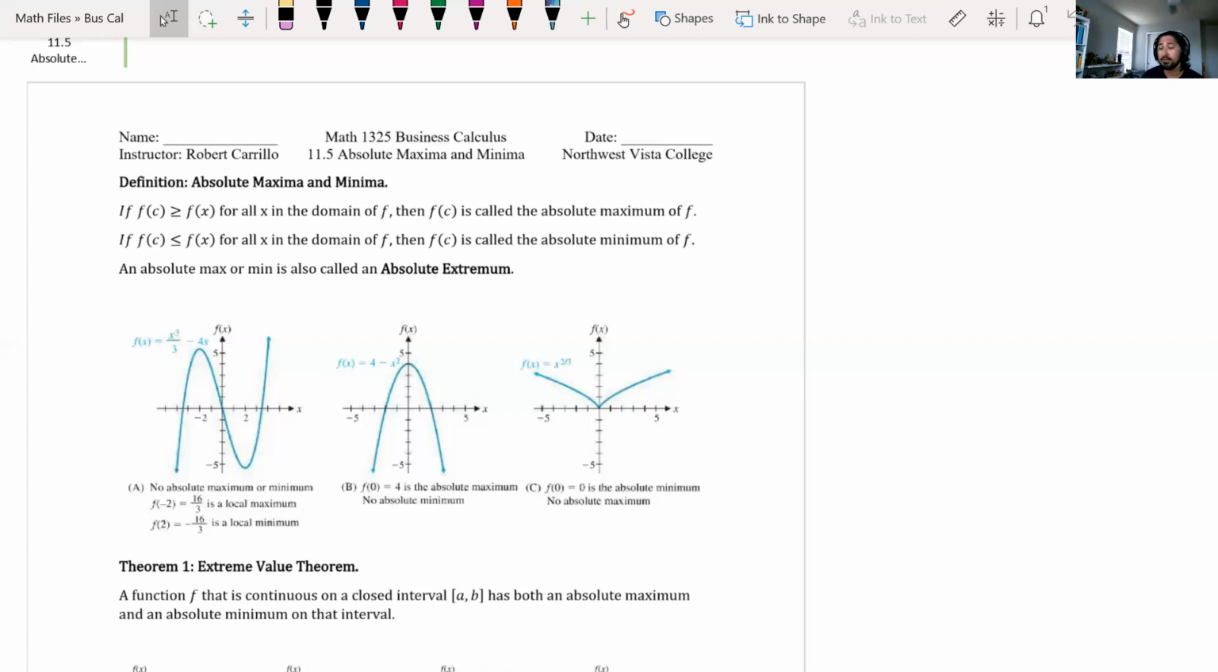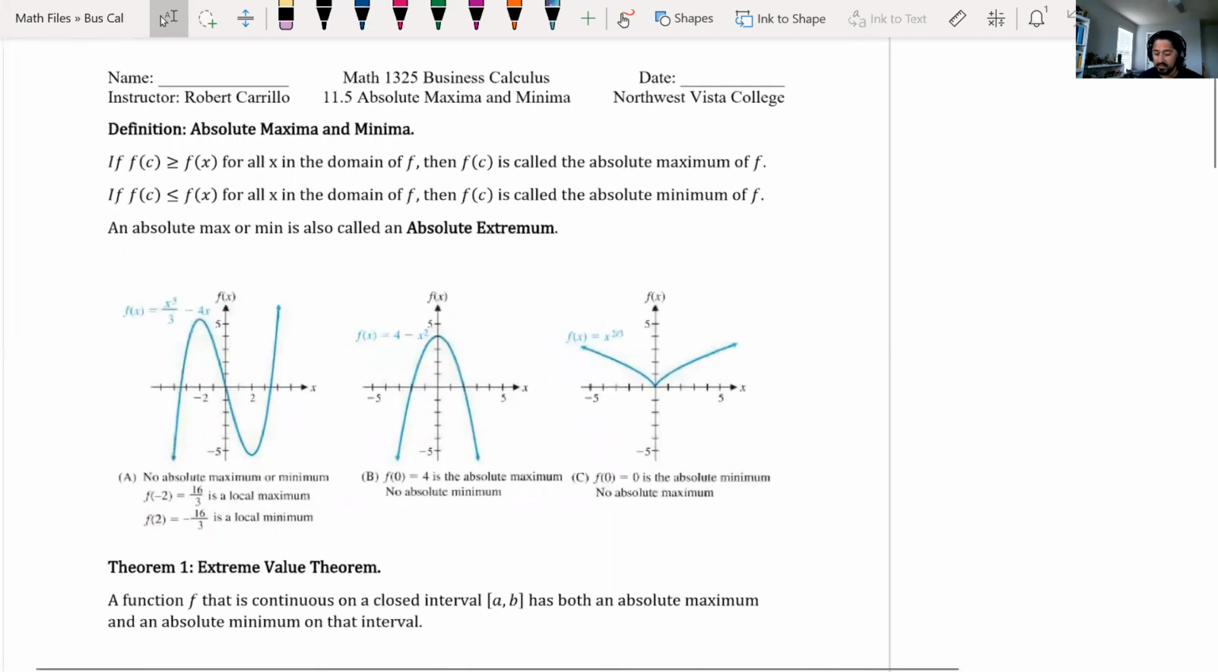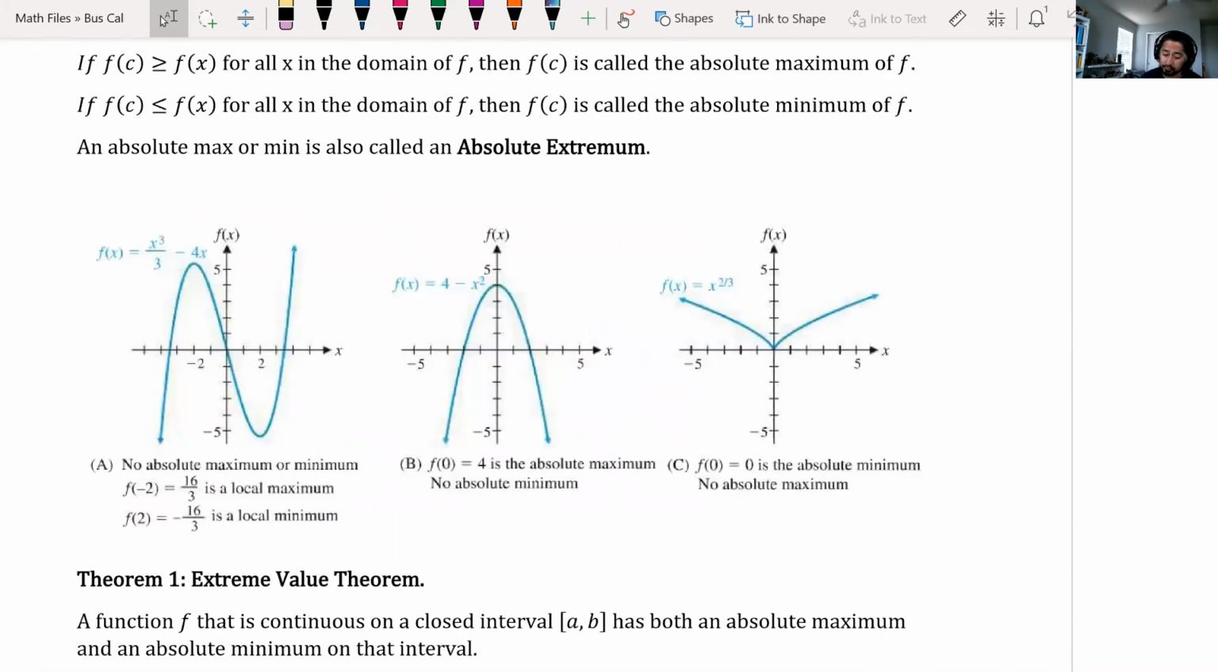Okay. The second definition says if f of c is less than or equal to f of x, this means we have a y value at some x value of c for all x in the domain of f that is the absolute lowest or absolute smallest y value on the graph, then f of c is called the absolute minimum. So to show you a picture of what that means, I have these three pictures down below.